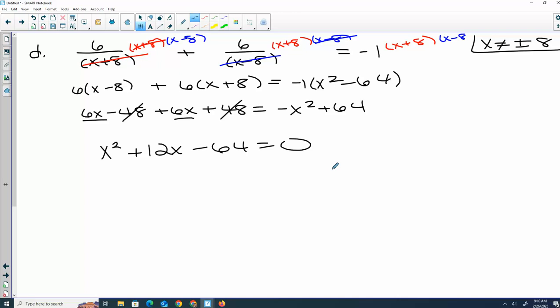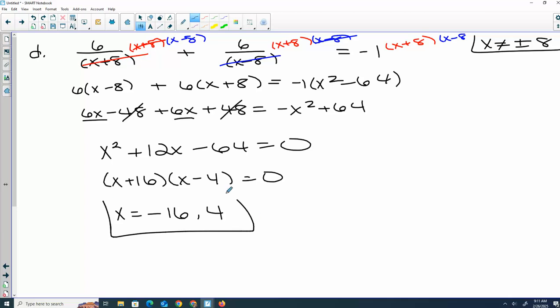Now what? Okay, we just need to factor. What multiplies to negative 64 and adds to positive 12? 16 and negative 4. So if you set those equal to 0, you get negative 16 and positive 4. The only things that wouldn't work are positive and negative 8, so those are fine.